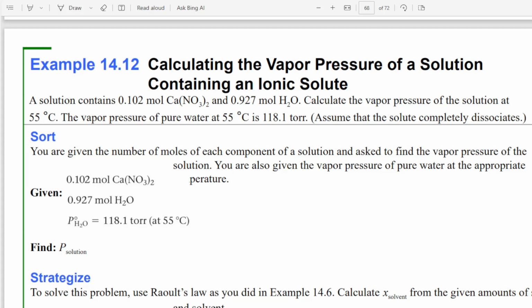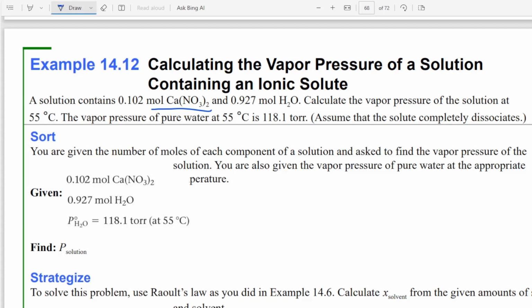But in this case, we have a further complication because calcium nitrate ionizes, and so having an ionic solute means that we have to consider the total number of particles as the solute because this is a colligative property. So let's read the problem. A solution contains 0.102 moles of calcium nitrate and 0.927 moles of water. Calculate the vapor pressure of the solution at 55 degrees C. The vapor pressure of pure water at 55 degrees C is 118.1 torr. Assume that the solute completely dissociates.